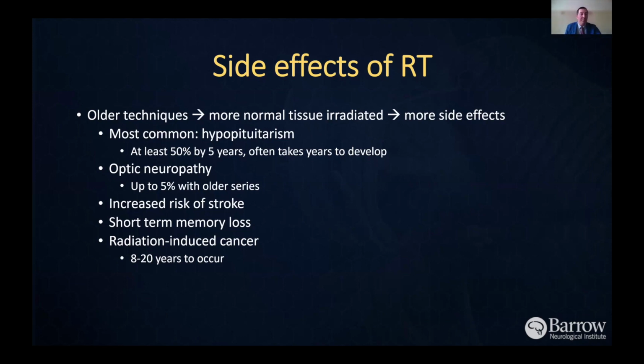The hypopituitarism from radiation occurs gradually, often at least 1 to 2 years after radiation, with up to half of patients experiencing some degree of this 5 years after radiation. So it's a very common issue. These rates are more like 20 to 30% after SRS or proton therapy, but it's still a very significant issue.